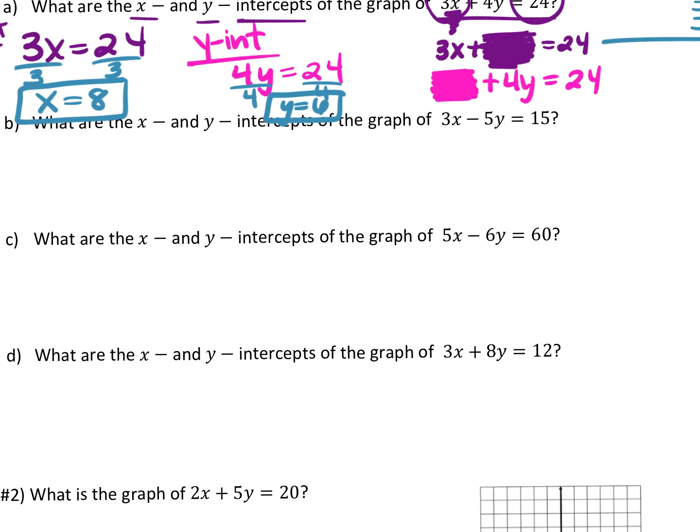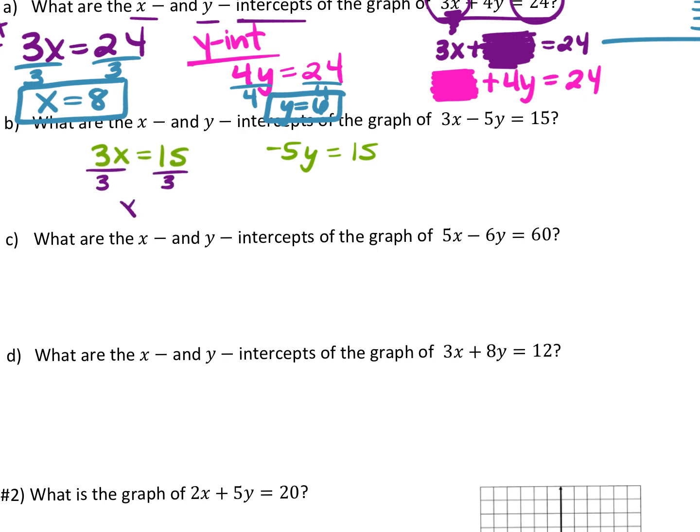Look at this second problem. It says, what are the x and y intercepts of the graph? 3x minus 5y equals 15. So rather than go through all of this work, okay, we're not going to do that again. What we're going to do is we're just going to set up 2 equations. What would my 2 equations be to find my x and y intercepts? 3x equals 15. What's the y-intercept equation going to be? Negative 5y equals 15. Okay, so now you solve both of those, and then you're done.